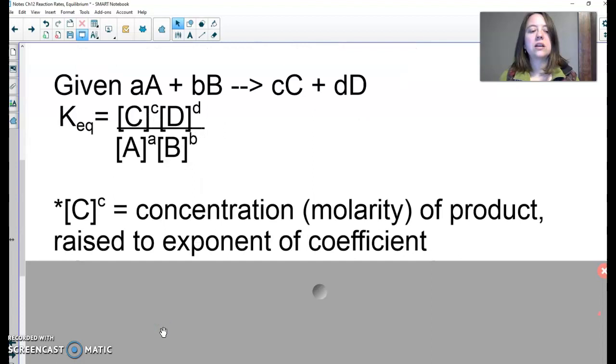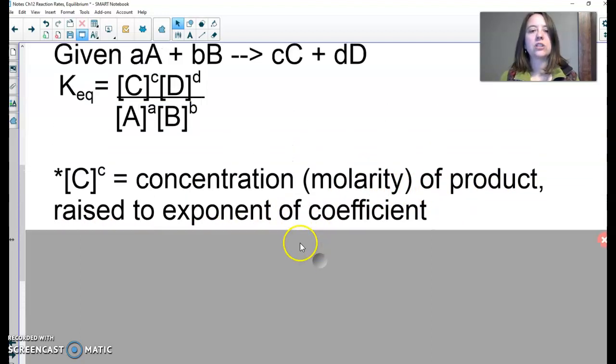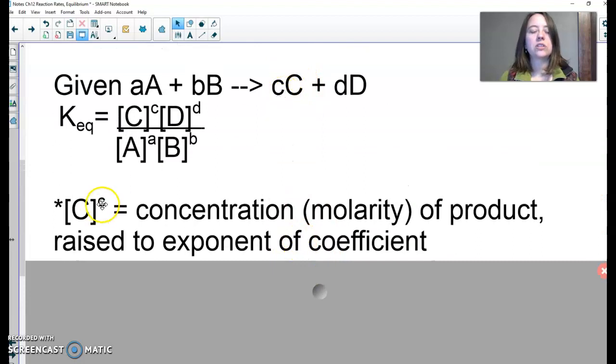So the concentration of C, and these little brackets, remember, mean concentration in molarity, which we talked about in Chapter 9, of the product raised to the exponent of its coefficient. So if this was a 2, this would be squared.